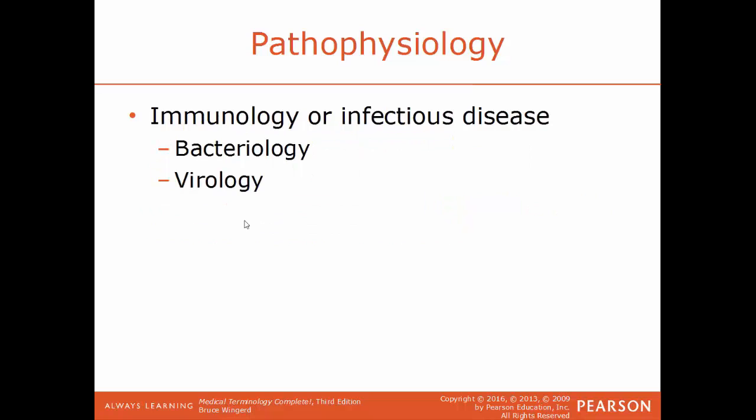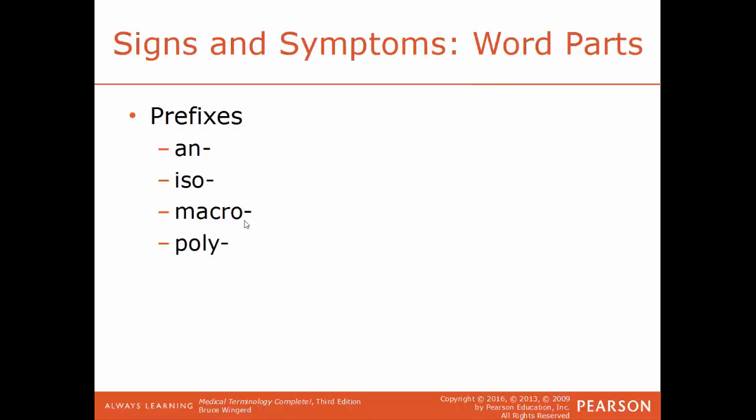Immunology, of course, is the study of your immune system and how incredibly complex it can be. Bacteriology is the study of bacteria, and virology is the study of viruses. All right, now we'll go over some signs and symptoms with some word parts.